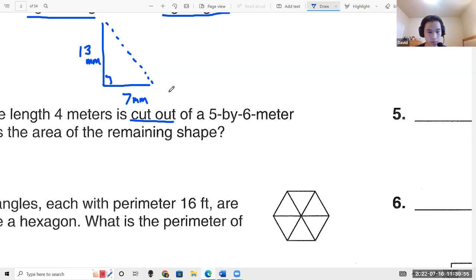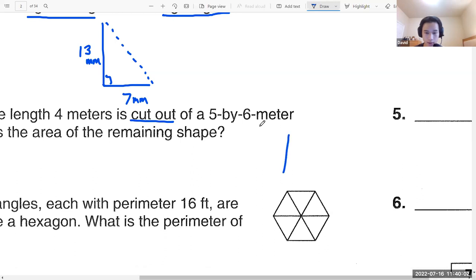Let's see, sorry. All right, so we are looking at this over here, 6 meter rectangle. So it's a 5 by 6 meter. So the longer side is 6 meters, shorter side is 5 meters. And we have sort of a square cutout.